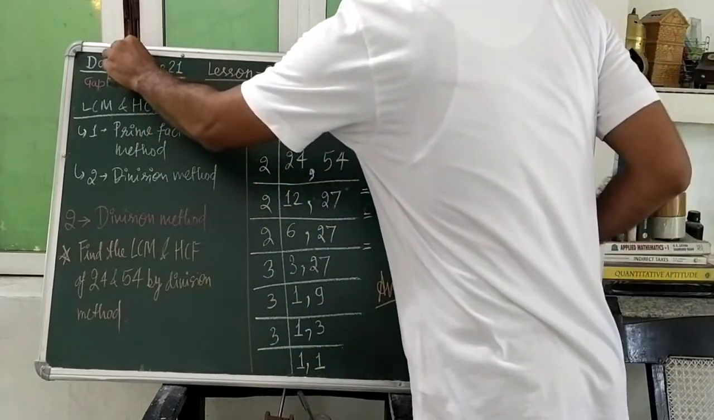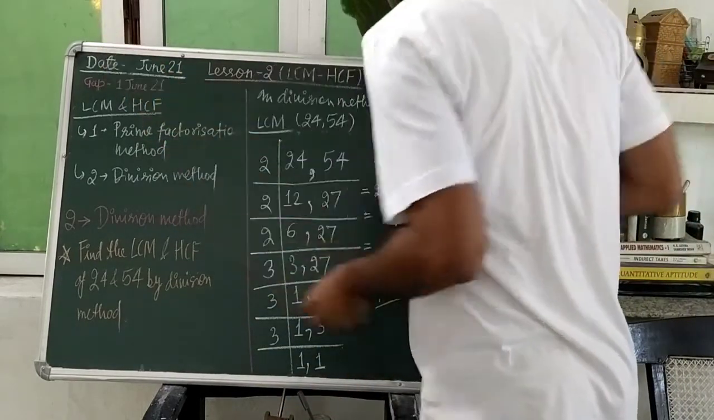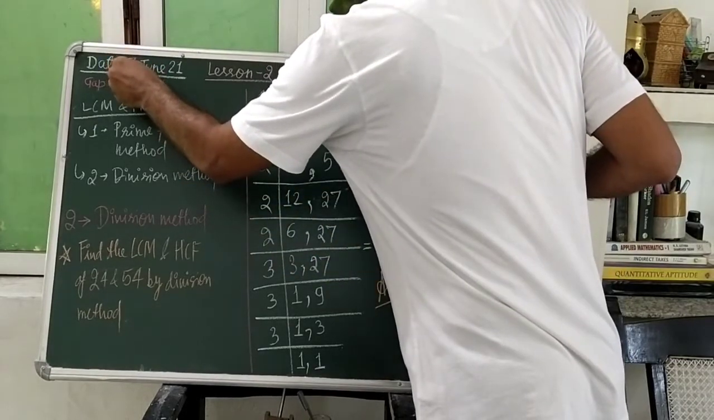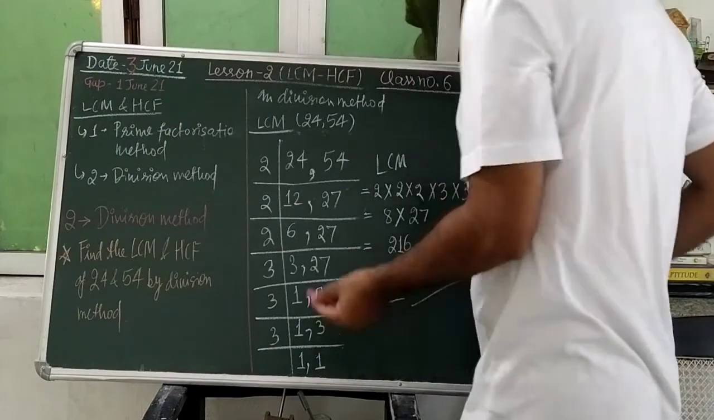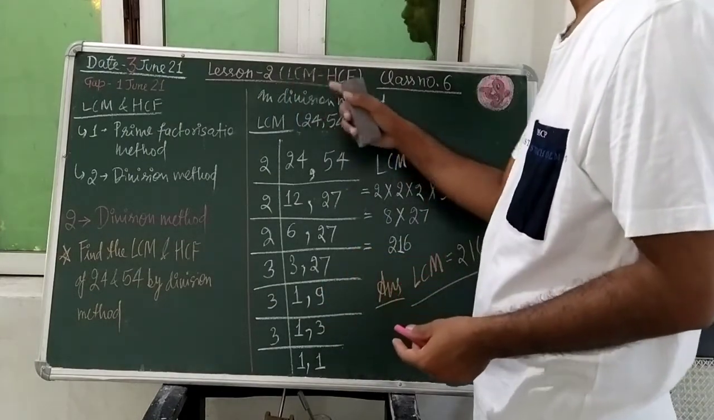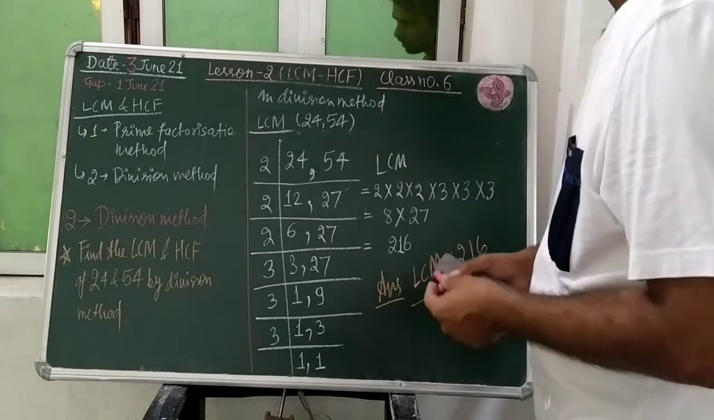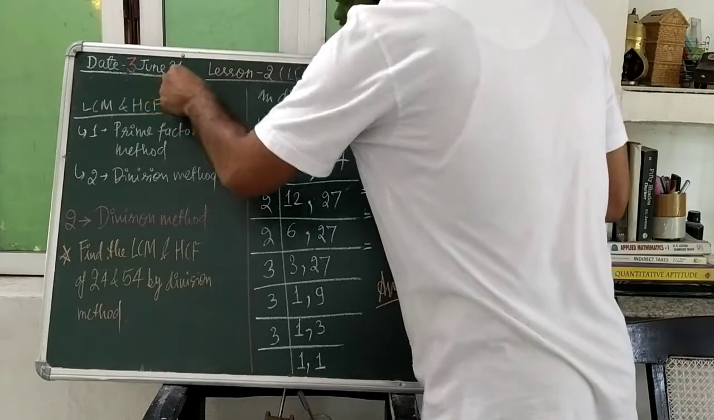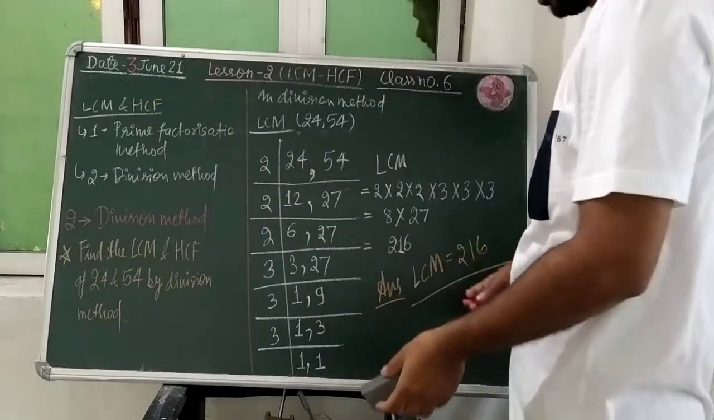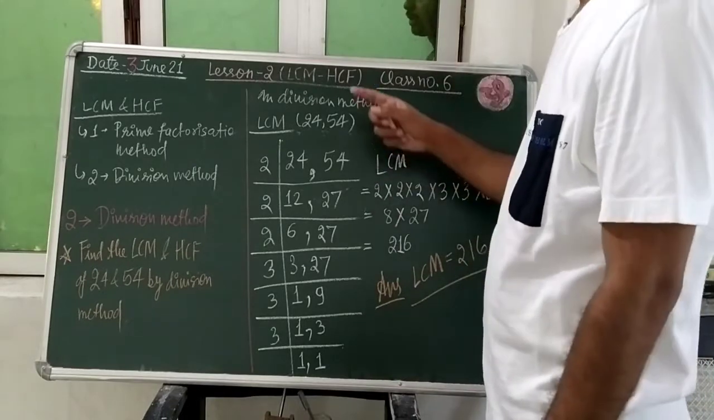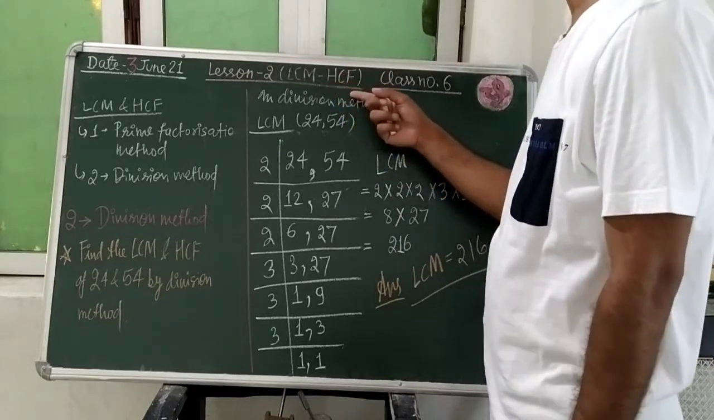Today's date is 3 June 2021, and we are in lesson number 2, LCM and SCF. And students, there wasn't any gap. Okay, so today's date is 3rd June 2021. Lesson number 2, LCM and SCF.